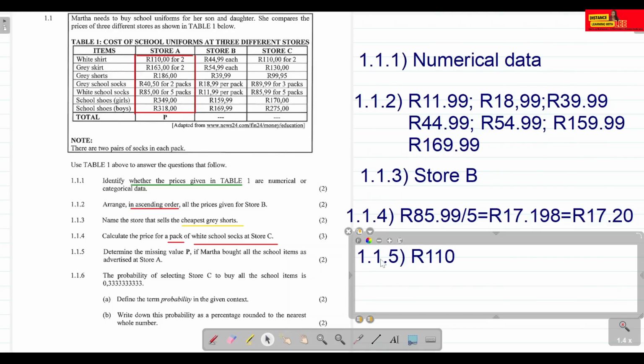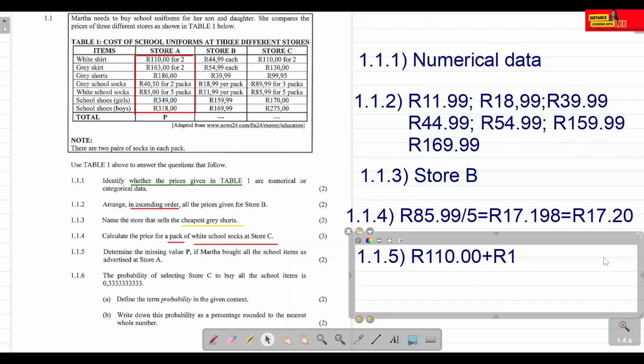It's going to be 110 Rand 0.00 plus. Okay, please don't think that now because they've mentioned for 2, then you need to multiply it by 2. You don't need to do that. They're just telling you that you have to pay 110 Rand for 2, 163 Rand for 2, 40 Rand and 50 cents for 2. It doesn't mean that you have to multiply by 2. It's not the price for each, okay? For 2, that's how much you're going to have to pay, okay? So you don't have to multiply by 2 in this case.